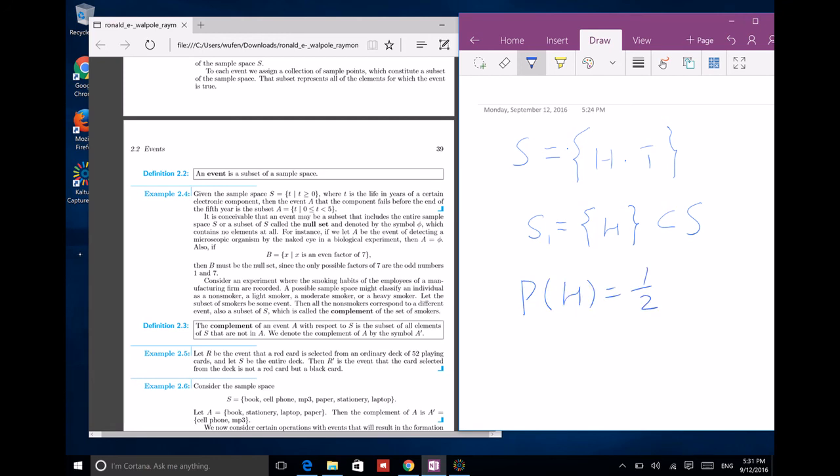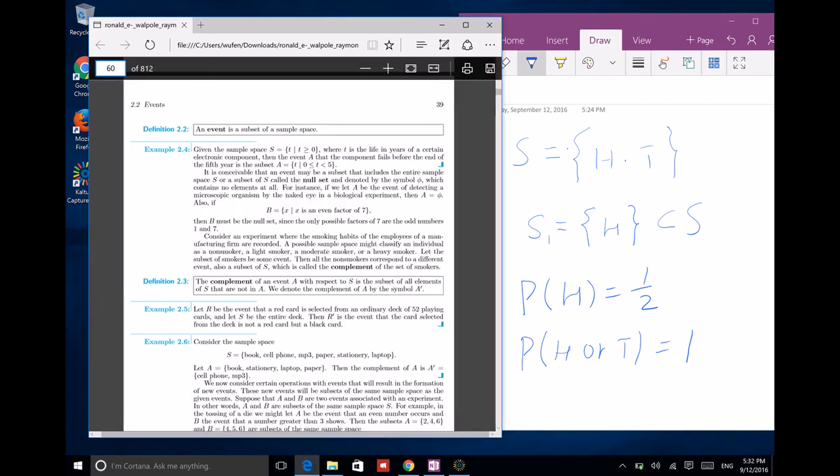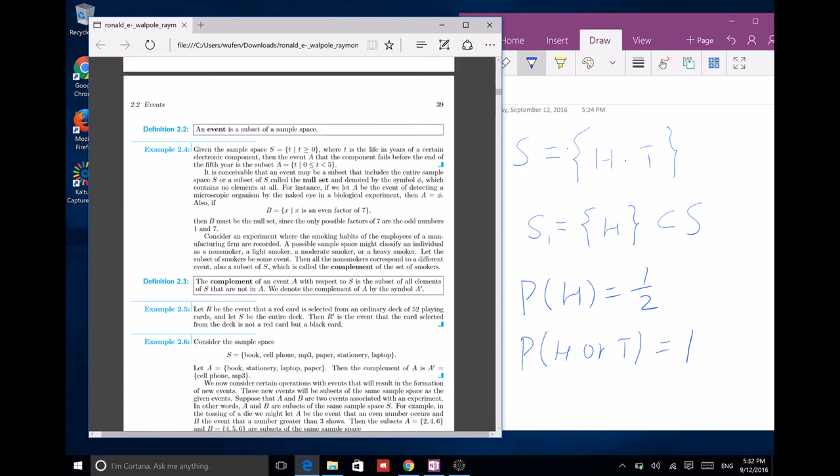The event is a subset of the sample space. If we put all of them in, a head and a tail, it is going to be 1, because you will get either a head or a tail, right? Okay, so the event is one possibility of a sample space.